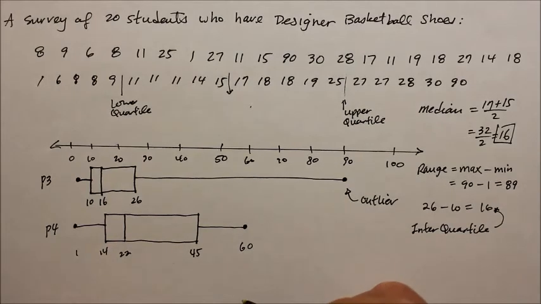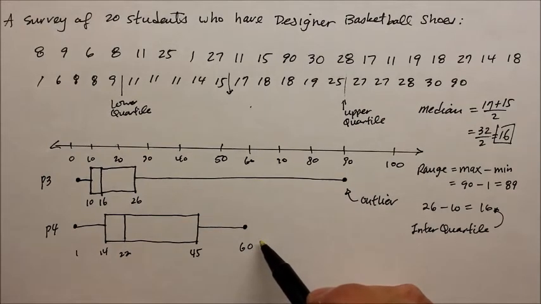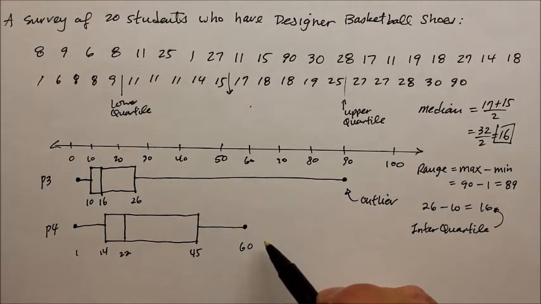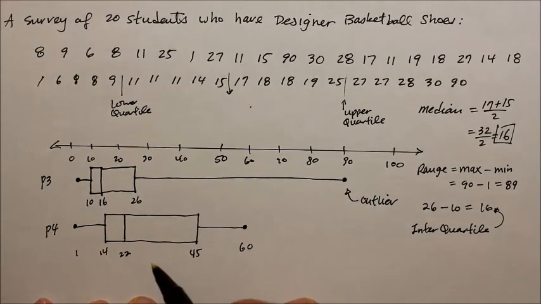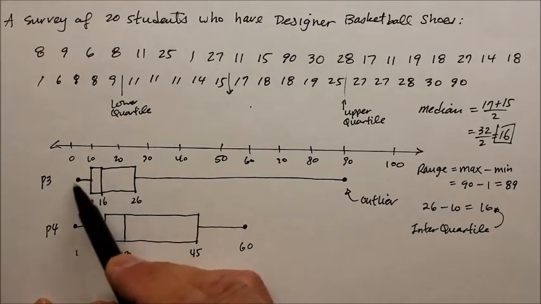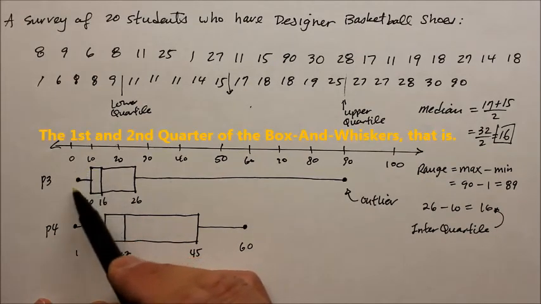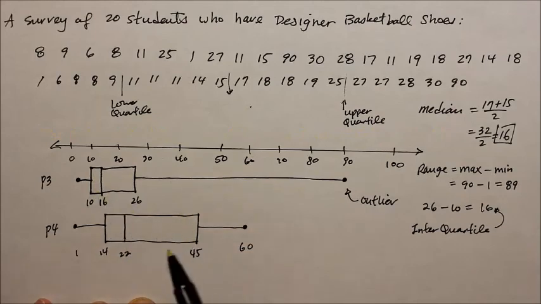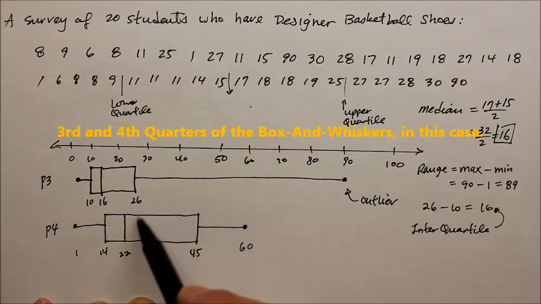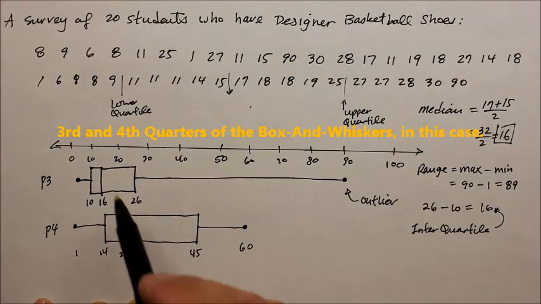And also, if some magazine came out with some information that said, hey kids, if you want to be hip, if you want to be cool, if you want to be trendy, you must have at least 20 pairs of designer basketball shoes. You must have at least 20 pairs to be all that. Well, check this out. It turns out 50% of the period 3 kids are not trendy after all, because they do not have 20 pairs of shoes. Whereas 50% of the kids in period 4 have 20 pairs or more, so they're more trendy than period 3 kids.